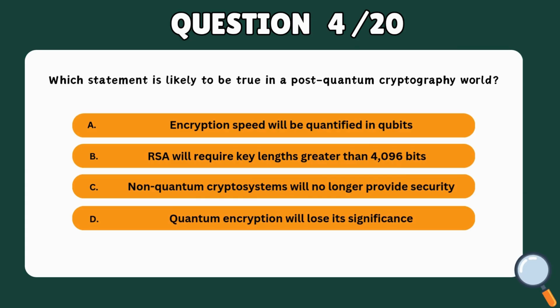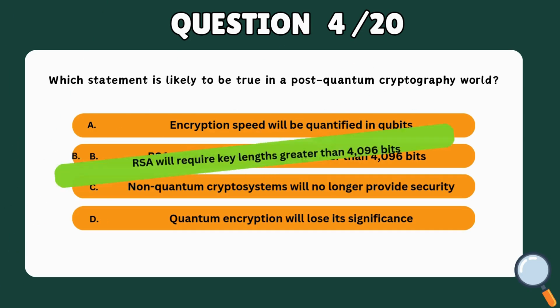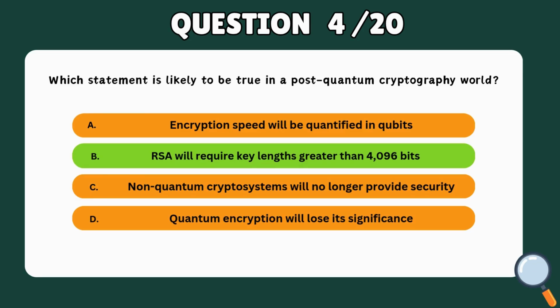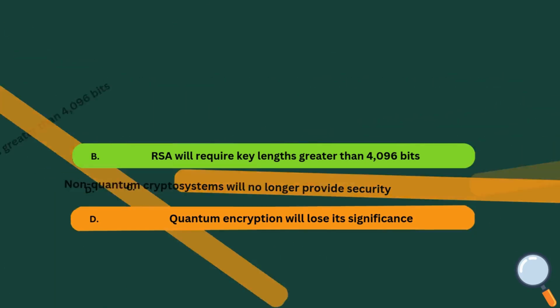Question 4. Which statement is likely to be true in a post-quantum cryptography world? A. Encryption speed will be quantified in qubits. B. RSA will require key lengths greater than 4096 bits. C. Non-quantum crypto systems will no longer provide security. D. Quantum encryption will lose its significance. Correct answer: B. RSA will require key lengths greater than 4096 bits.